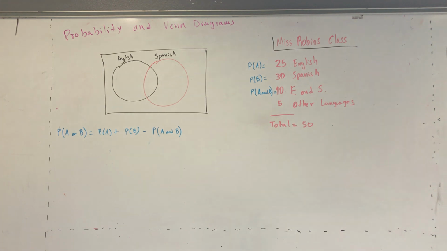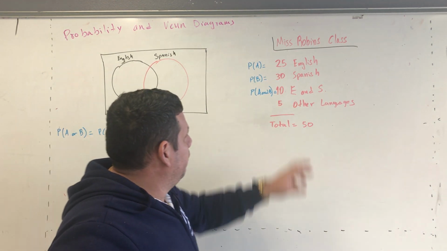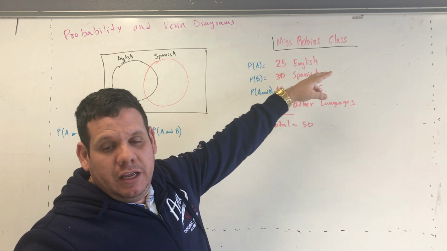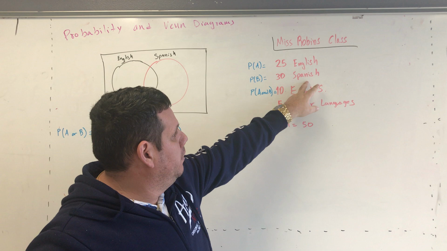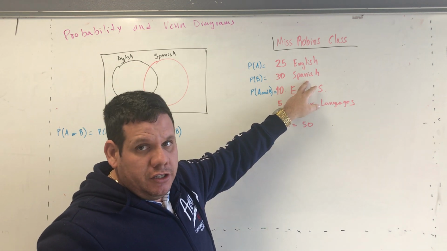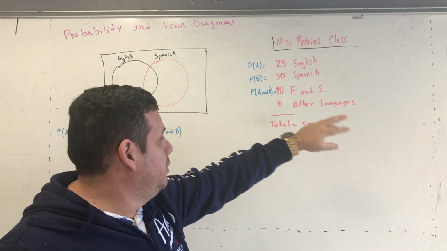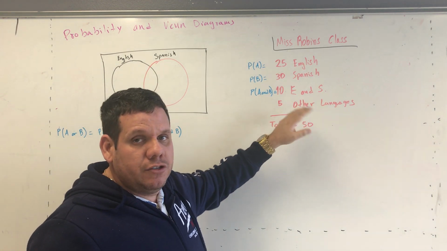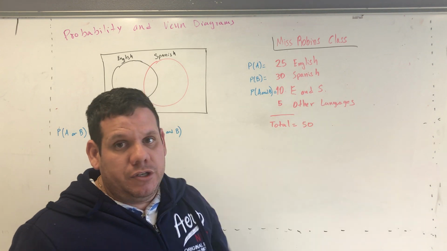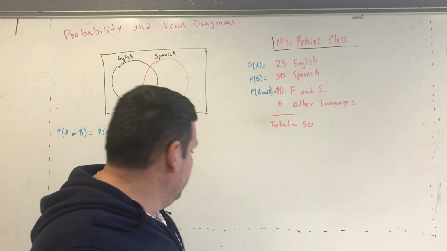Okay, so I have one example. It's about Miss Robin's class, and we have 55 students who speak English. 30 of them speak just Spanish. 10 of them are able to speak both languages, English and Spanish, and 5 students speak other languages different than English or Spanish. So in total I had 50 students, okay?